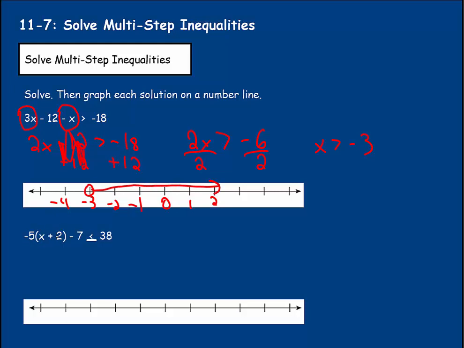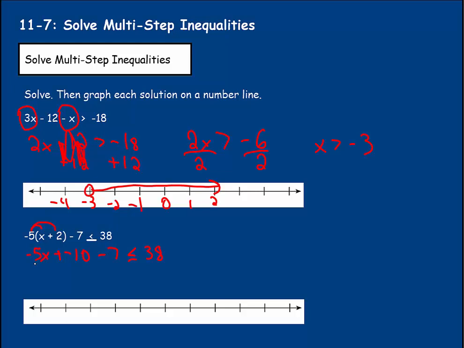So we have negative 5 times x plus 2 minus 7 is less than or equal to 38. So when we use distributive property, as we learned before, we distribute this negative 5. So we have negative 5 times x, giving us negative 5x. We drop that plus sign down. Negative 5 times 2 would be negative 10. Then we have negative 7 minus 7 is less than or equal to 38.